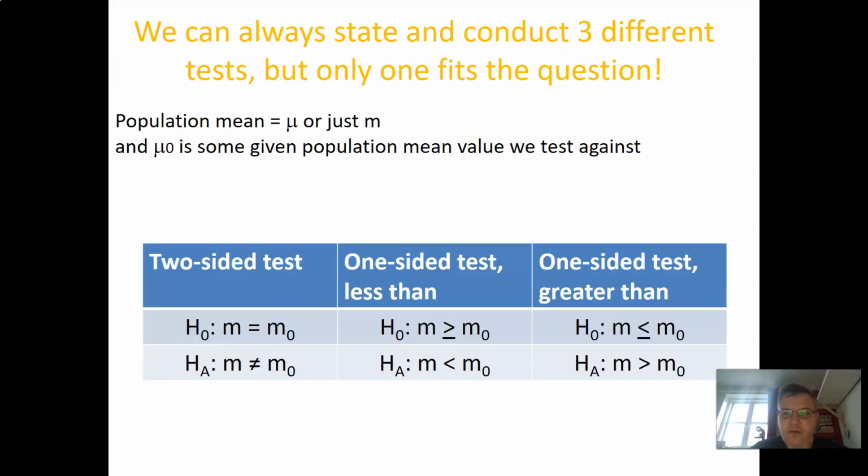Here comes some theory about hypothesis tests, and we can actually test three different types of hypotheses. In the case of this mileage example, we could have tested if the average mileage is different from 80,000 kilometers, less than 80,000 kilometers, which is what we actually did, or above 80,000 kilometers. Of course, only one is the one that actually fits the question that we want to answer.